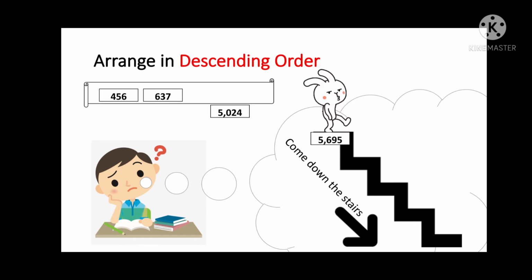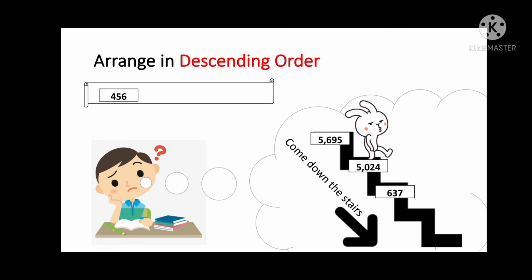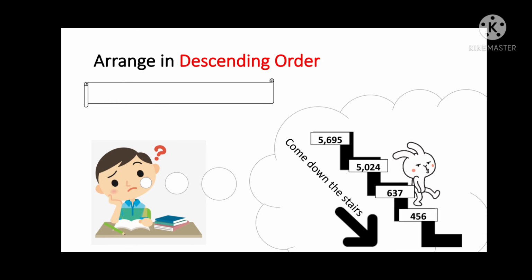Slightly lower value number is 5,024. So the bunny comes down. Then the next number that is smaller is 637. Then the lowest value is 456. So the bunny came down the stairs from biggest number to the smallest number.